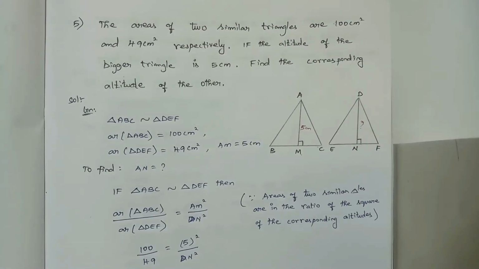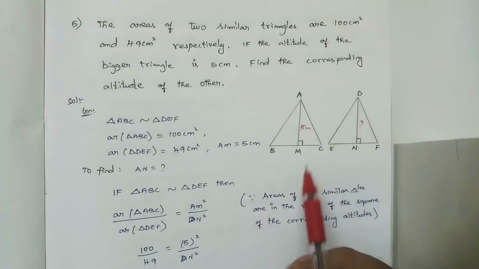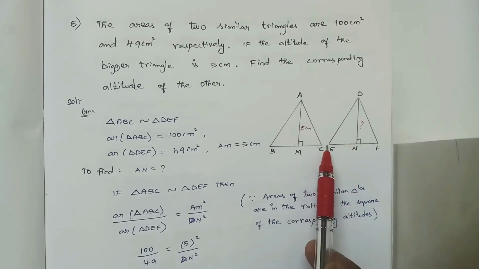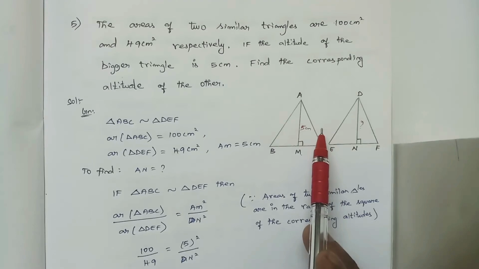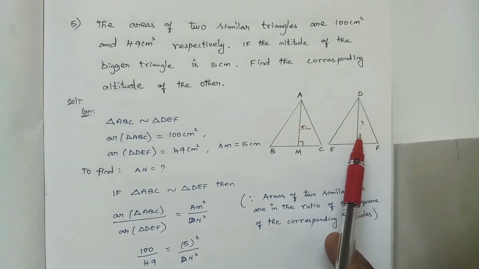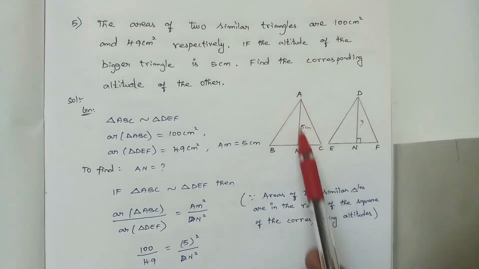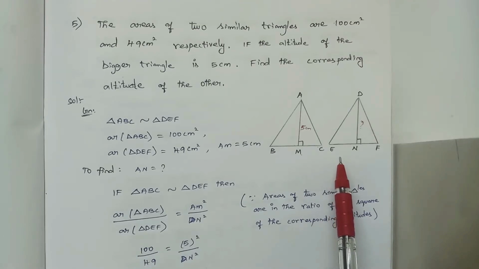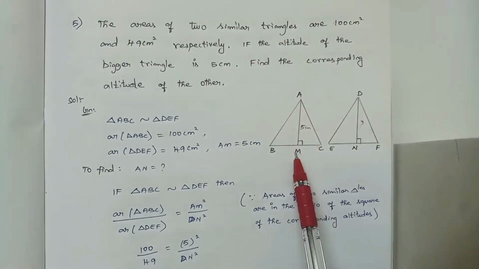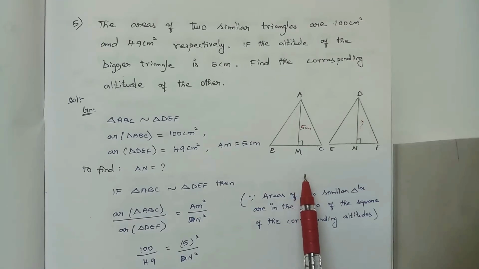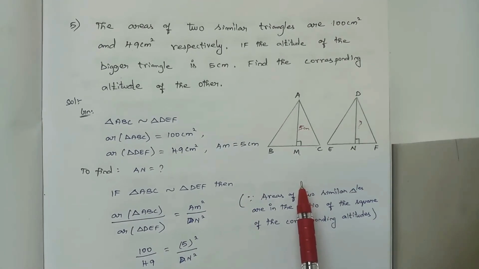I told you while starting this class itself that if two triangles are similar, then the ratio of the areas of the two similar triangles will be equal to the ratio of the squares of the corresponding sides, and also to the ratio of the squares of their altitudes, as well as medians.